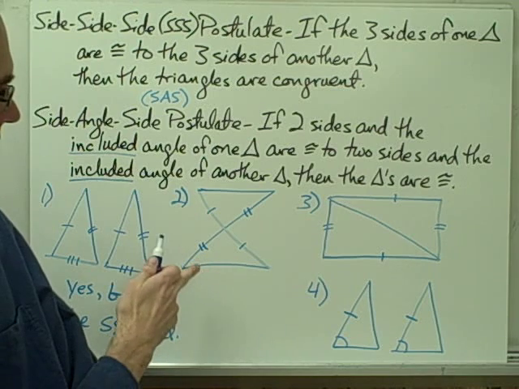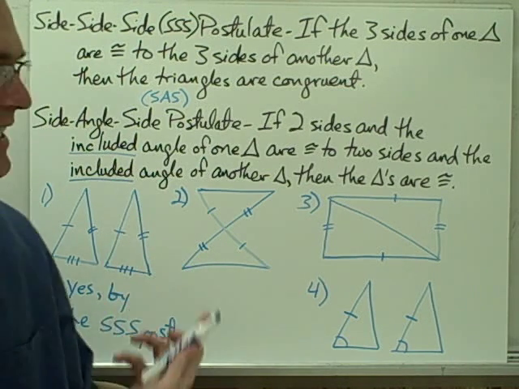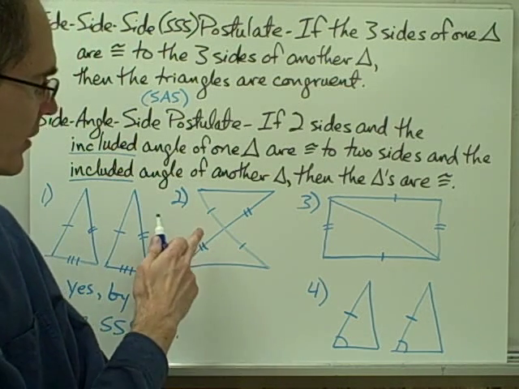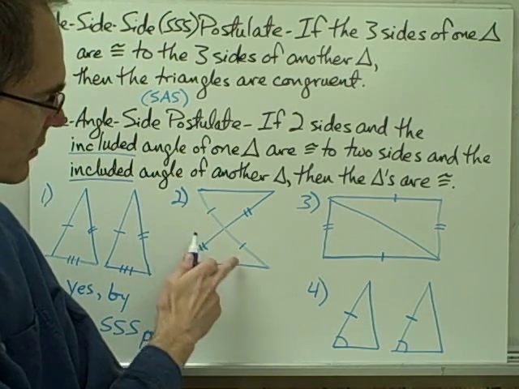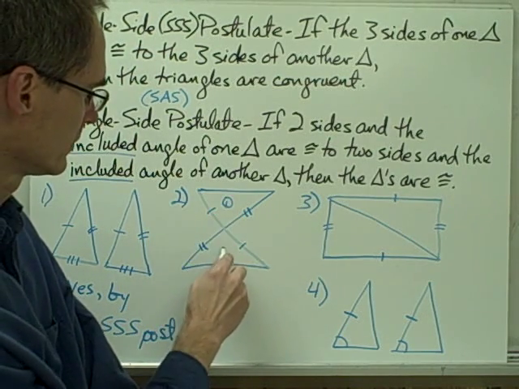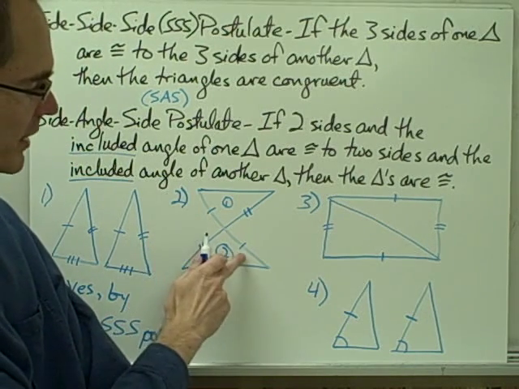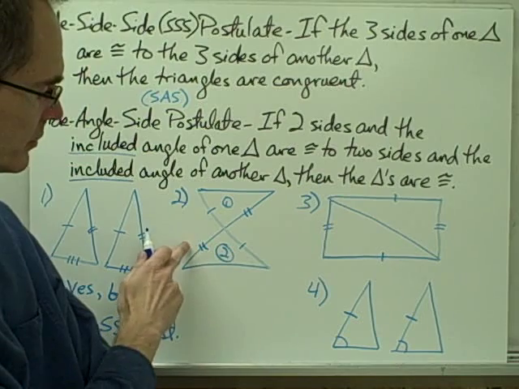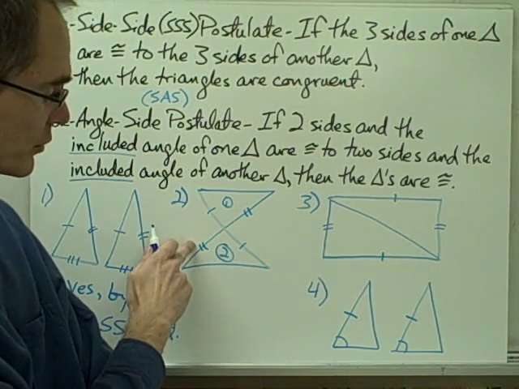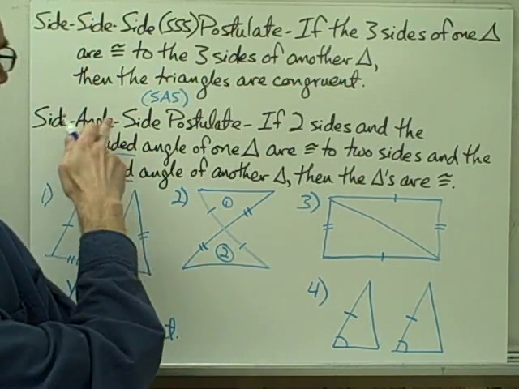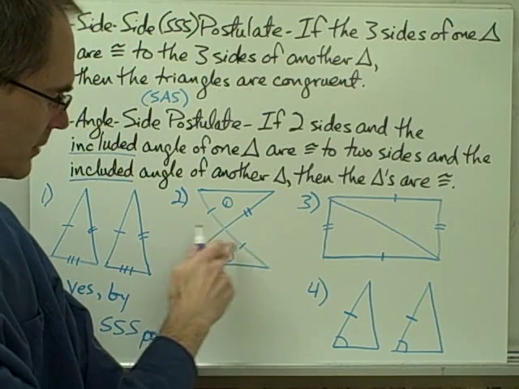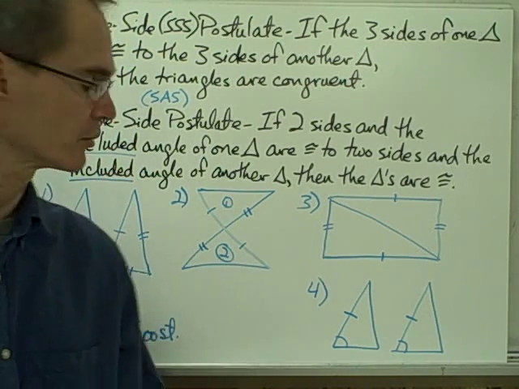Now, on first glance, it looks like maybe we don't have any information about congruent angles in this triangle. I've got this side of this triangle. Let's call this triangle number 1. Call this triangle number 2. This side of triangle number 1 is congruent to this side of triangle number 2. This side of triangle number 1 is congruent to this side of triangle number 2, but I don't have an angle in between these two sides that's marked congruent.